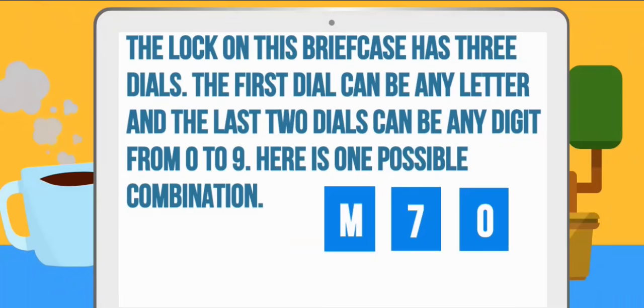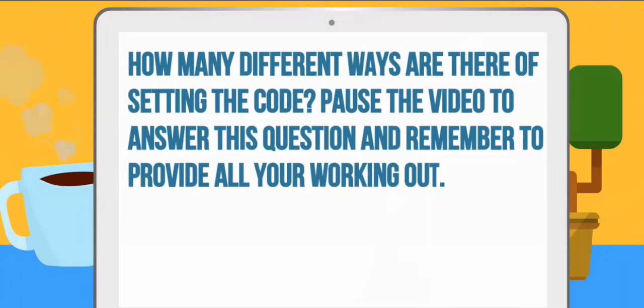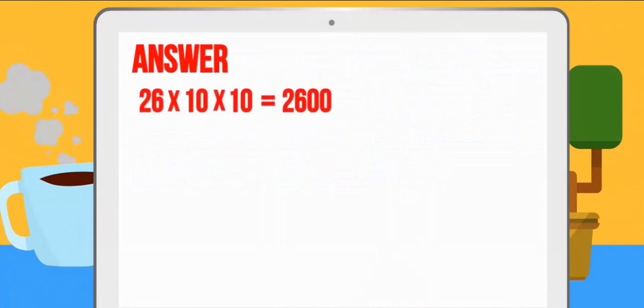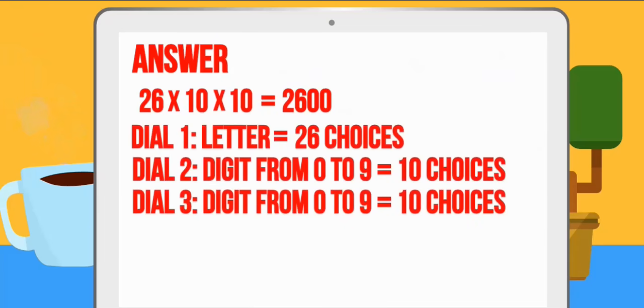The lock on this briefcase has 3 dials. The first dial can be any letter and the last 2 dials can be any digit from 0 to 9. Here's one possible combination. How many different ways are there of setting the code? Pause the video to answer this question and remember to provide all your working out. The answer is 2,600. I have also provided the working out.